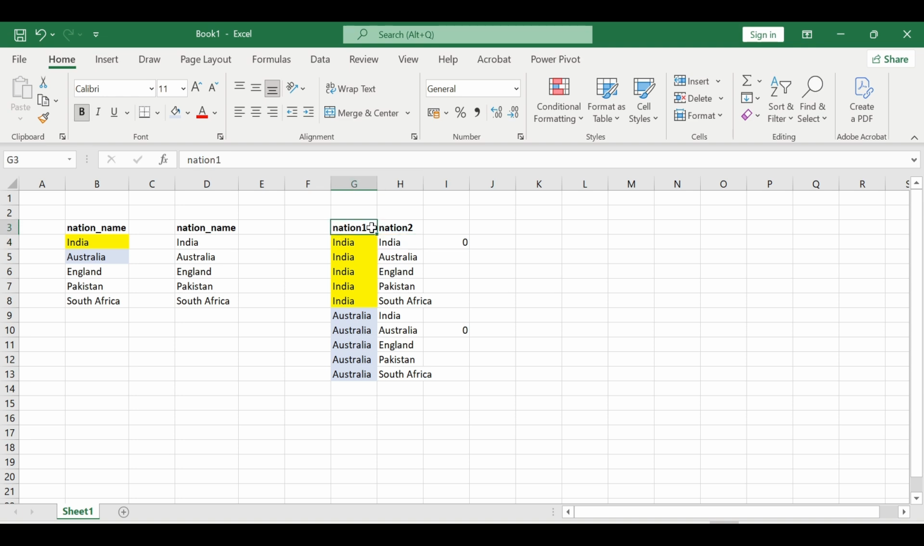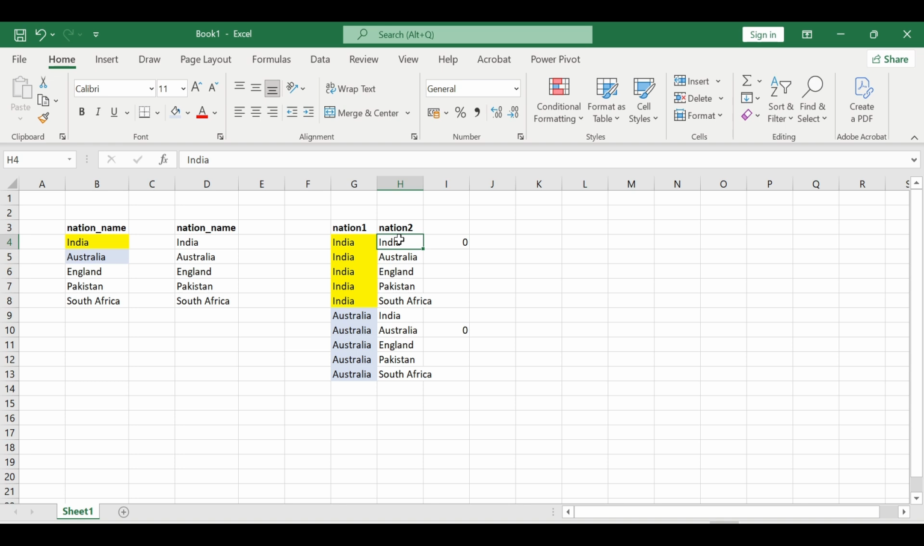That is, nation 1 should not be equal to nation 2, right? And also, if both these nations are not equal, that means both these strings are not equal, then one of the strings would be either greater than the other string. We can say one of the strings would be less than the other string.